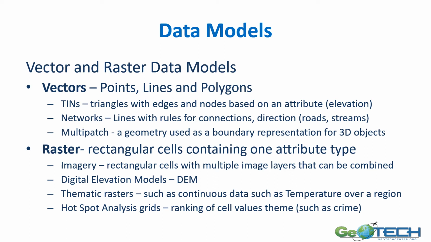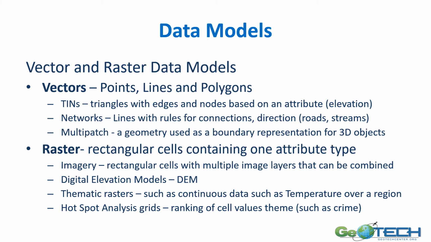Networks are also another special type of vector data, and they're lines with rules for connecting and direction of those lines. And if you think about them, they're mainly used for road networks or for streams and rivers. Multipatch is another special vector format where the geometry is used as a boundary representation for 3D models and objects.